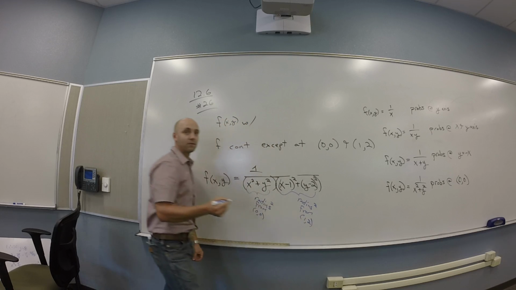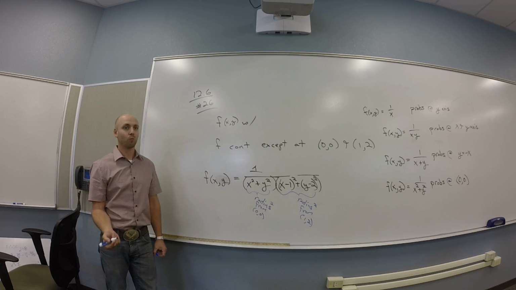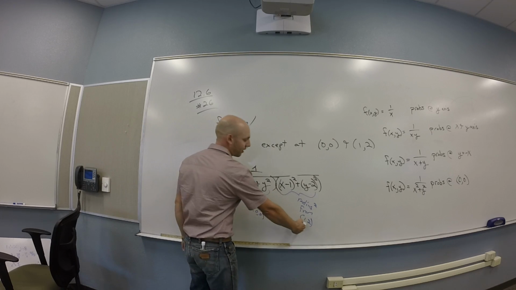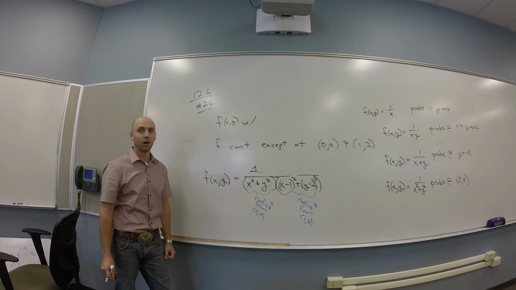You guys cool with that? So this thing's only going to have problems when the radius from 0, 0 is 0, or when the radius from 1, 2 is 0. Otherwise, we're good to go.